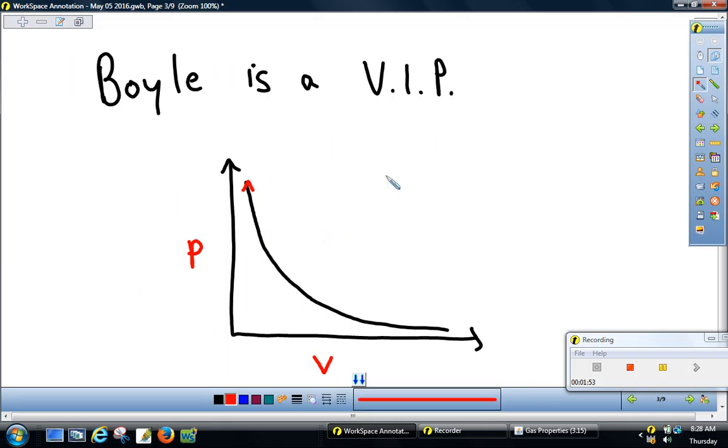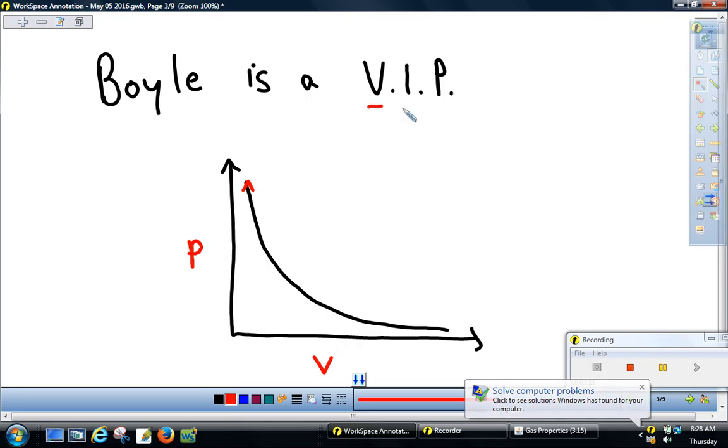Alright, we look at a graph, inverse relationship. As one goes up, the other goes down. So an inverse relationship, we get a downward sloping curve like you see here. And a saying to help you remember Boyle's Law: Boyle is a VIP. Yes, he's a very important person, or was a very important person, but what this stands for is volume inversely related to pressure.